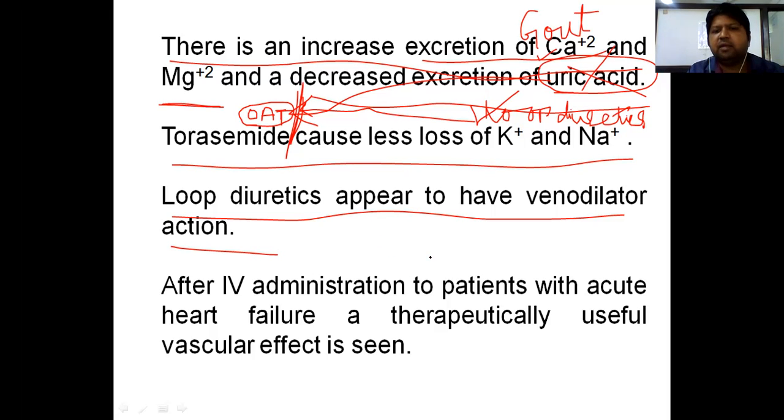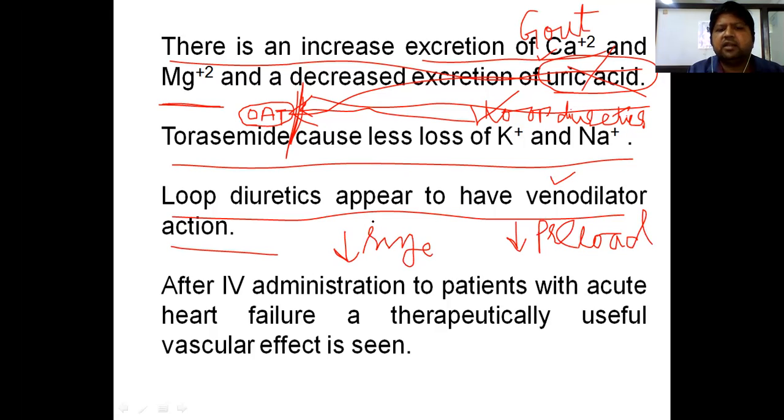That can be done by dilating the veins. By dilating the veins, the preload, the volume of blood accumulated in the ventricles at the end of diastole, can be minimized by diverting the blood to the periphery. The accumulated blood in the ventricle will be diverted to the periphery, and thereby you can decrease preload. That is EDV, end diastolic volume, and thereby you can decrease the size of the heart. Heart size will decrease, and that will provide a wonderful benefit in congestive heart failure.